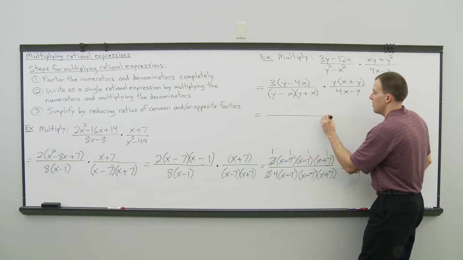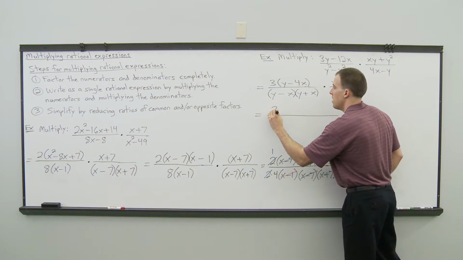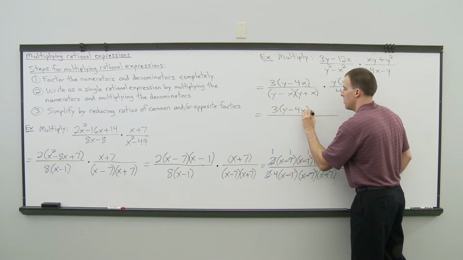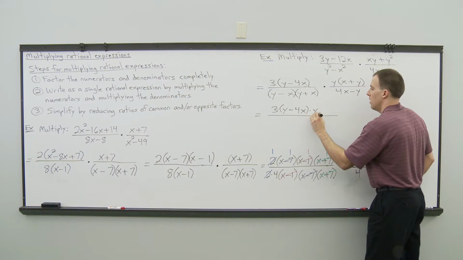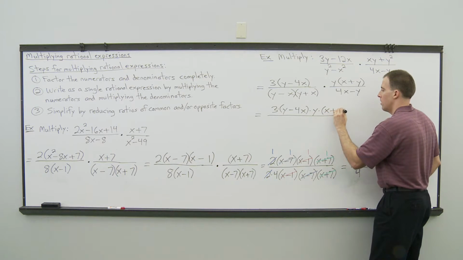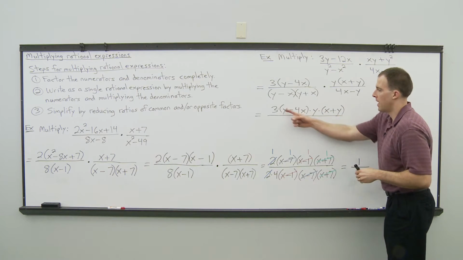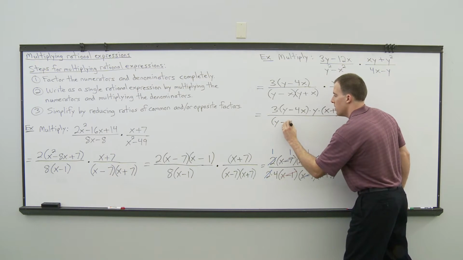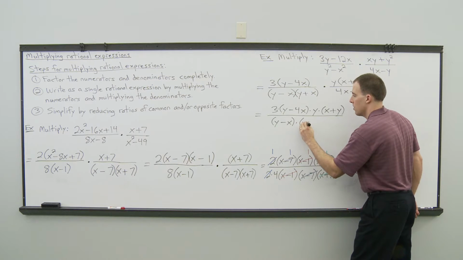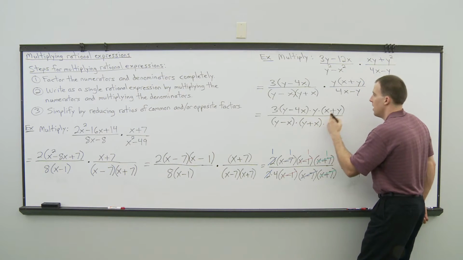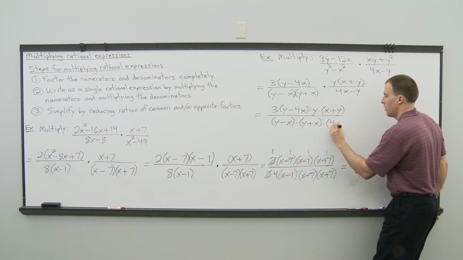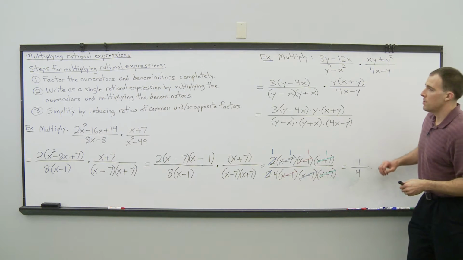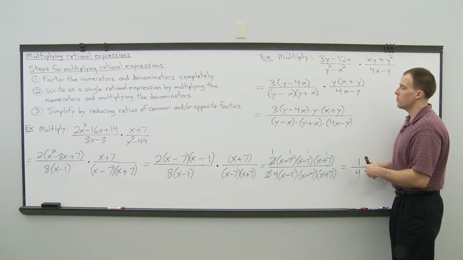So as a single fraction now, we've got 3 times y minus 4x. If you want to write little multiplication dots in here, you can. And then times y times x plus y. Little multiplication dots are optional, they're implied. And then in the denominator, we've got y minus x times y plus x times 4x minus y. So I've done the second step, writing it as a single rational expression.